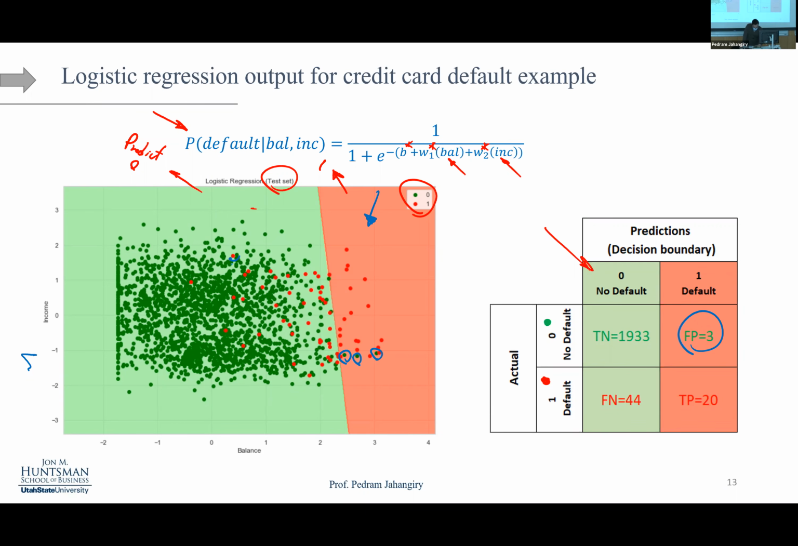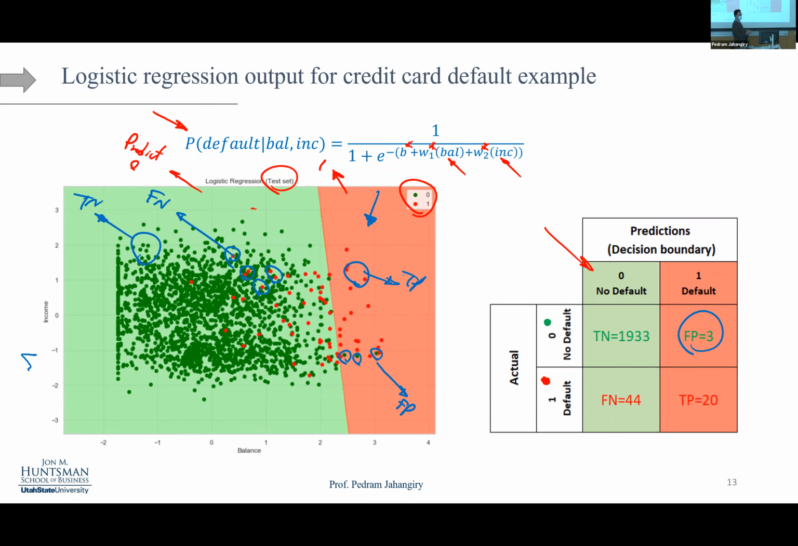The red dots on the green shaded area, these are misclassifications, right? So these are false positives. These are false negatives. The green ones are what? Can you tell me? True negative, right? So these are true negatives. What about the red on the red side? True positive. So this is our confusion matrix.